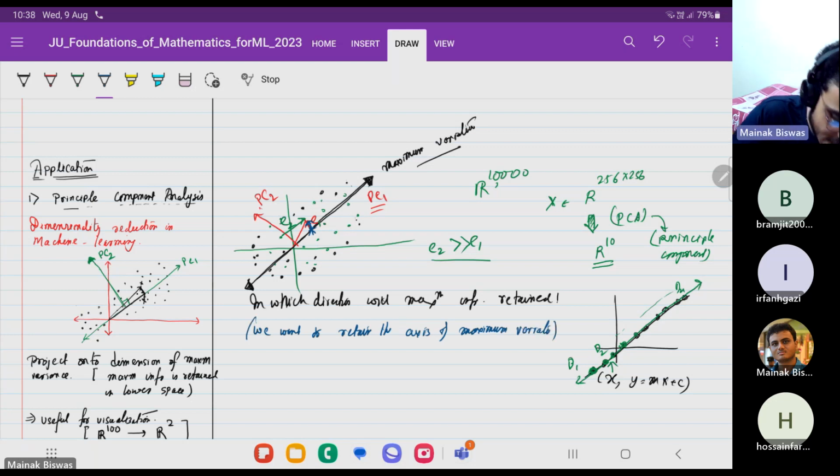Is this motivation clear? I'll show you another motivation as well, which you will be doing as homework in your assignment. But is this motivation clear, that you want to retain the direction of maximum variance of the data? Okay, since there's no more question, we'll start.